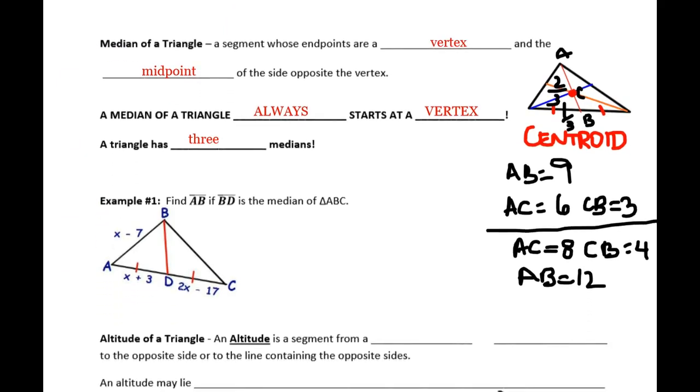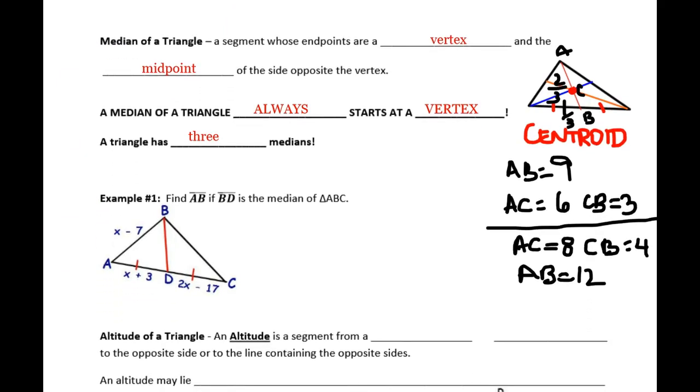So let's look at example 1. In example 1, I've been given a median, and I want to find AB if BD is my median. So BD is my median, and I want to find AD. Oh, I want to find AB, I'm sorry. But in order to find AB, I have to know what X is.